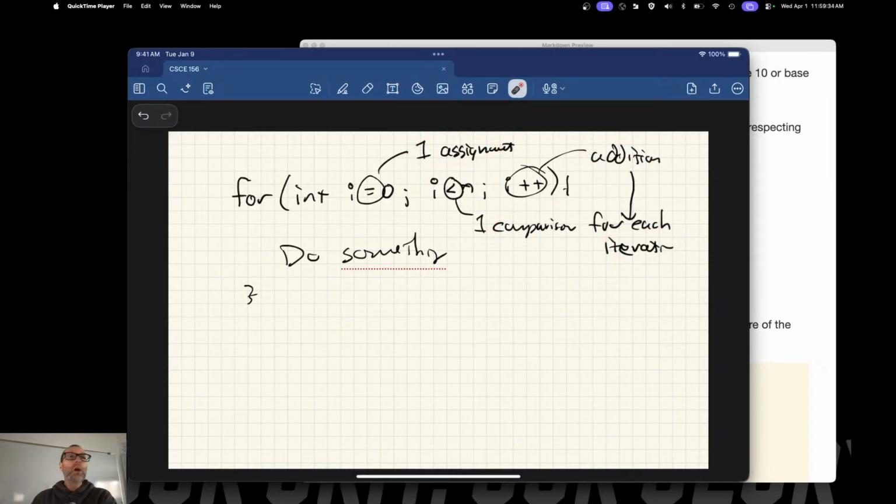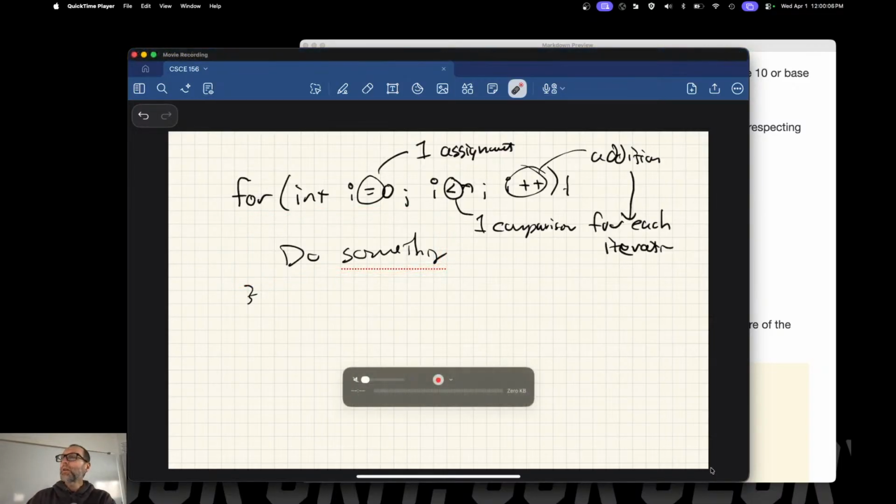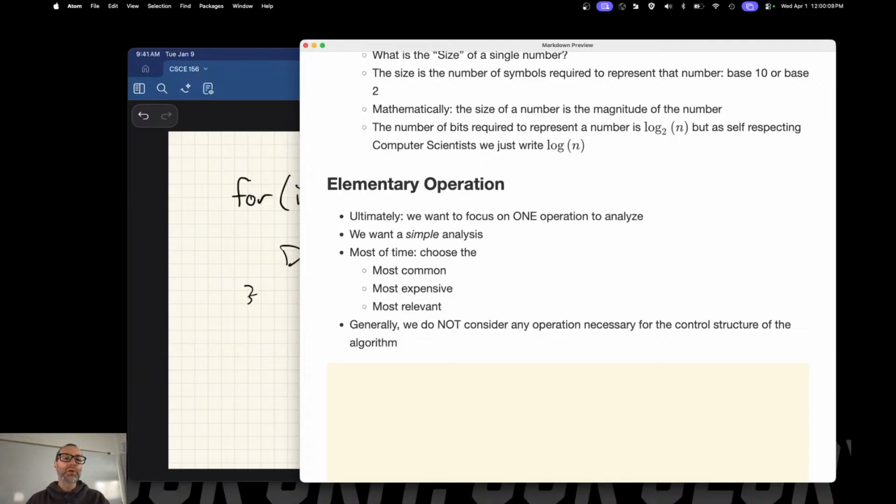right? None of those are relevant. We're not going to count those because inside the loop here, you're actually doing something more expensive or more common. Whatever you do, if you do something like i divided by 2, then you're doing a division. But yes, you're doing an assignment, an addition, and a comparison, but you're doing the same number as whatever you're doing in here. So focusing on whatever you're doing inside of a loop is going to be way more important. We're not going to focus on anything that is necessary for the control structure of the algorithm.